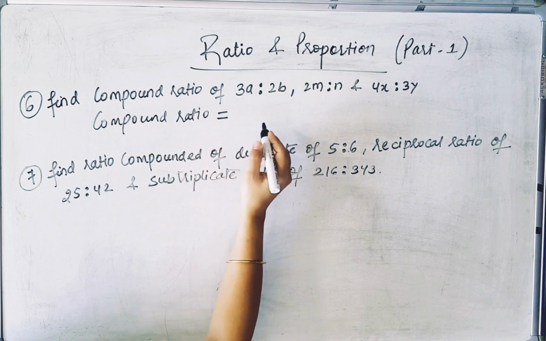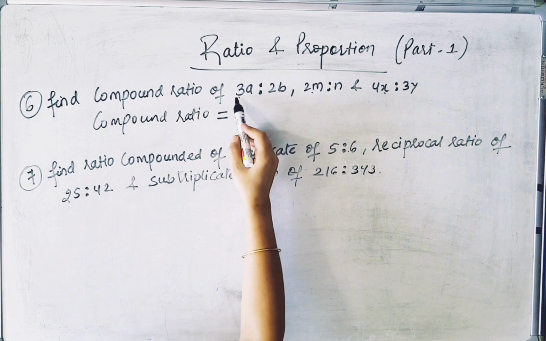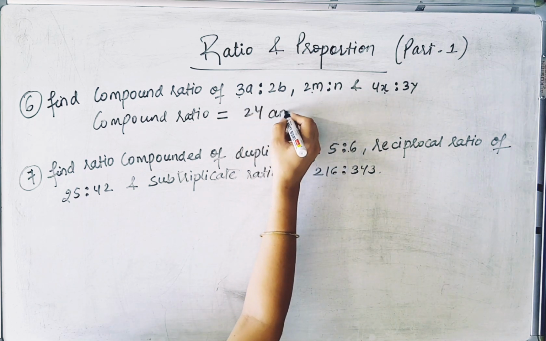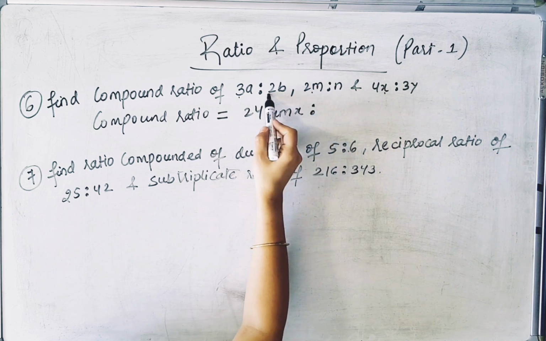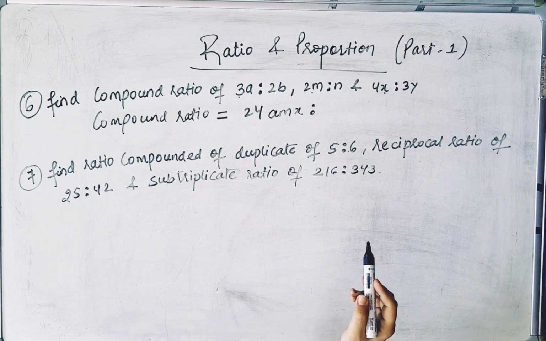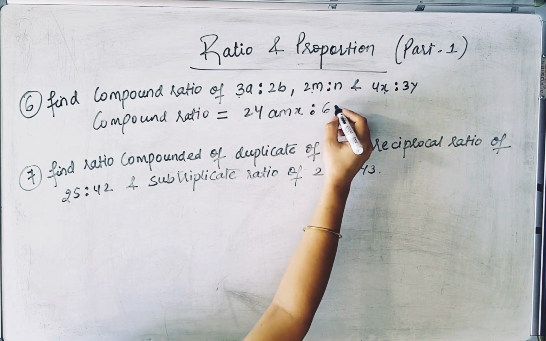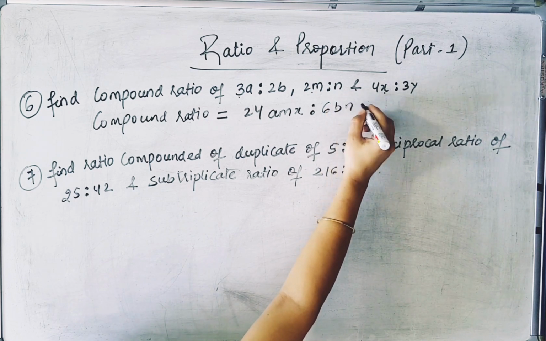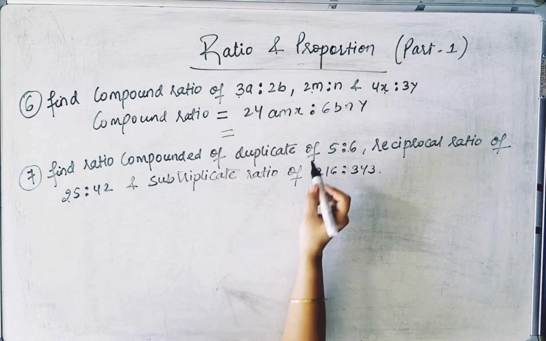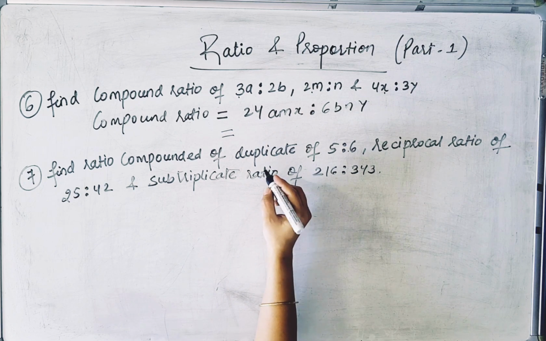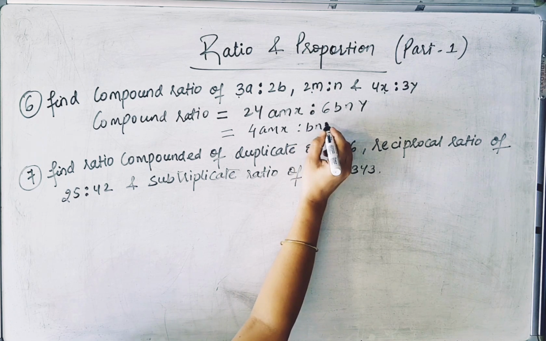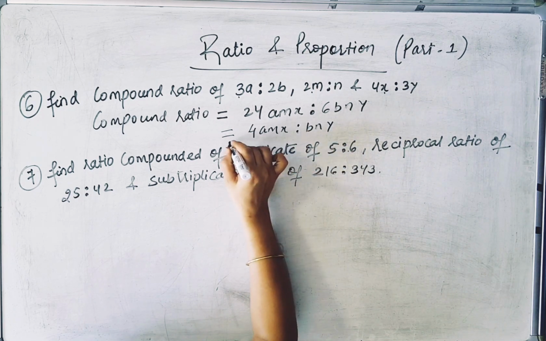So the compound ratio is 3a into 2m into 4x. So 3 into 2 is 6, 6 into 4 is 24. 24amx is to 2 into 1 into 3. So 2 into 1 is 2, 2 into 3 is 6. So we'll get 6bny. Now every time we have to express this ratio in the simplest form. This 6 and this 24 will be cancelled. So the answer will be 4amx is to bny. So this is our compound ratio.